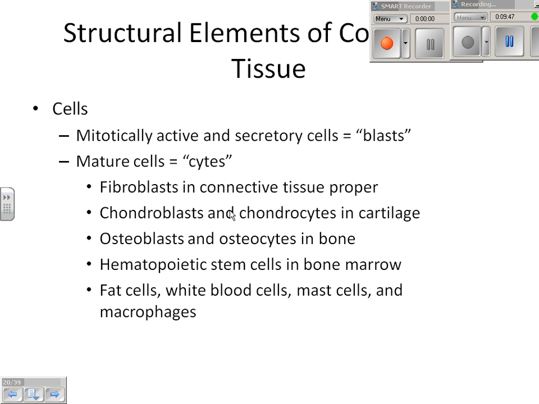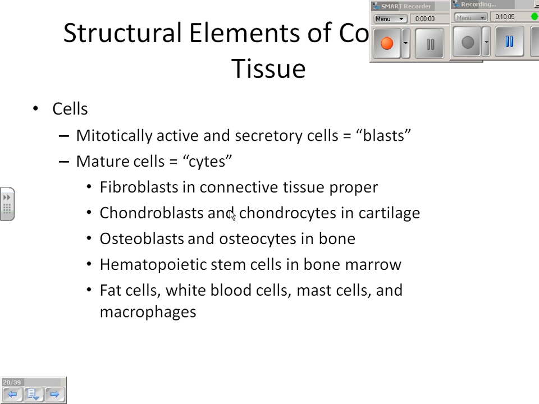We'll also see an osteoblast. Osteoblasts are cells that are secreting bone, building up your bone. So blast is a cell that's making something or dividing itself. It's a very active cell. So when you see blast, you think active.